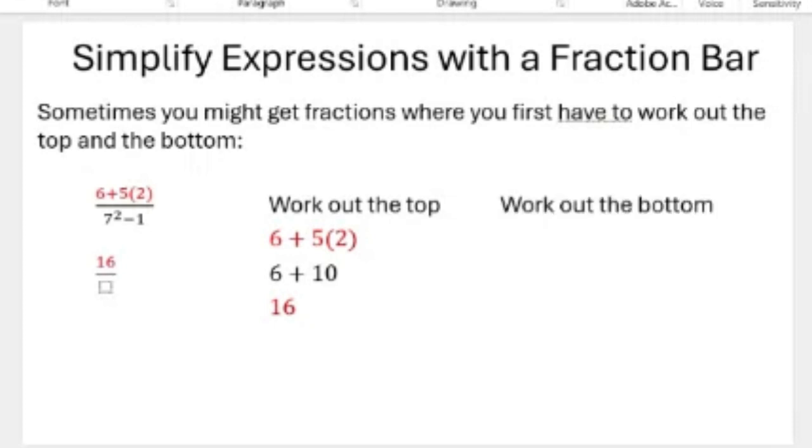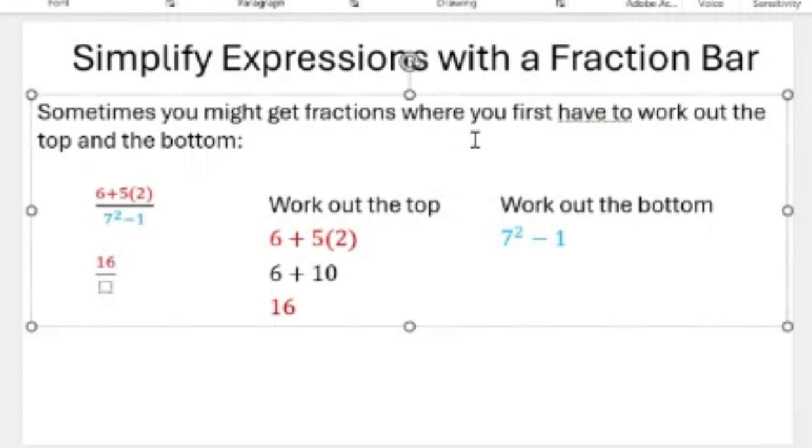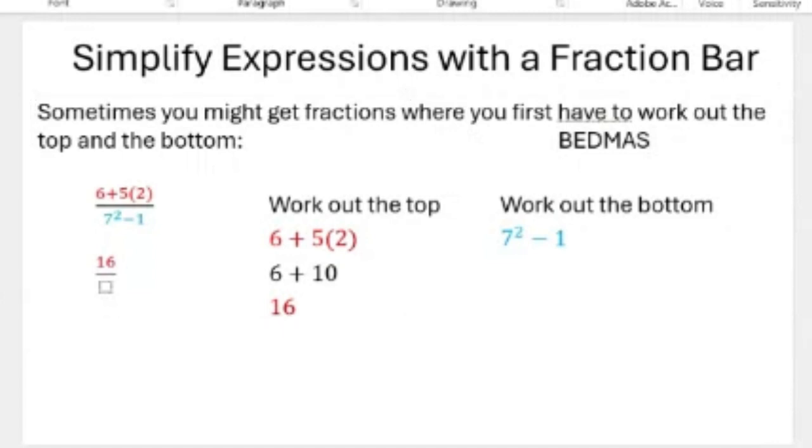7 squared minus 1. Any brackets? No. Exponents? Yes. 7 squared. So we do that first. 7 squared is 49. Now we do the subtraction. 49 minus 1 is 48. And the bottom of the fraction becomes 48. So we took the top aside and worked it out. We took the bottom aside and worked it out.